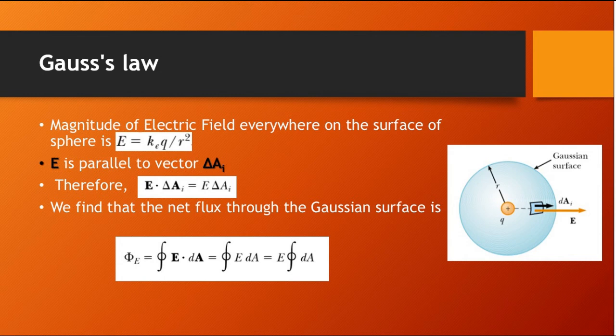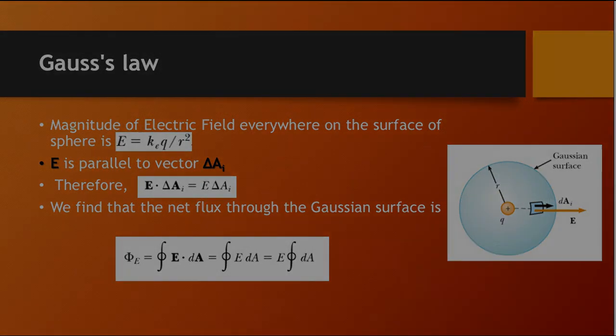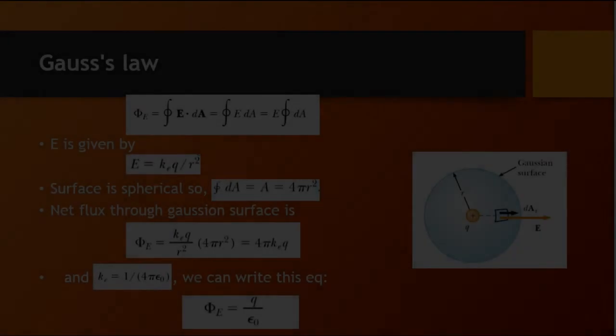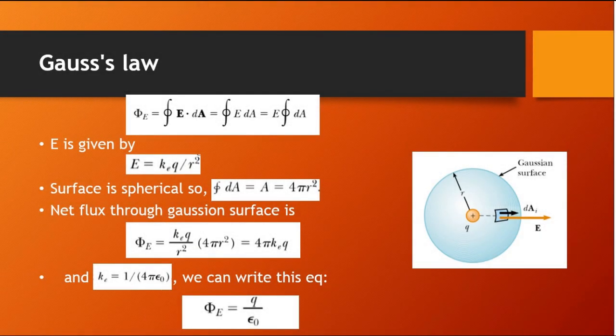Therefore, vector E dot delta vector Ai equals E delta Ai, and we find that the net flux through the Gaussian surface is phi E equal to the surface integral of vector E dot d vector A, which is equal to the surface integral of E dA, which is equal to E times the surface integral of dA, where we have moved E outside of the integral because by symmetry E is constant over the surface and given by E equal to Ke q divided by r squared.